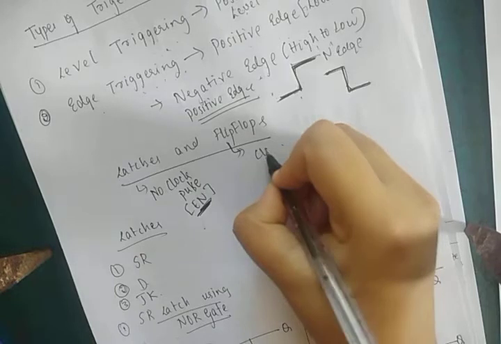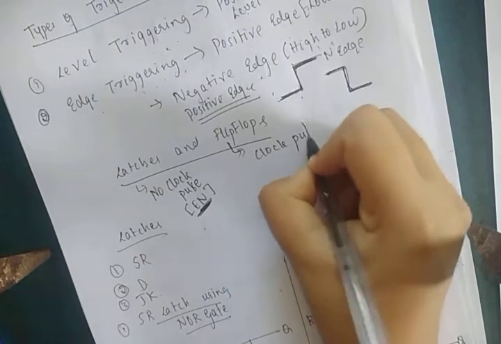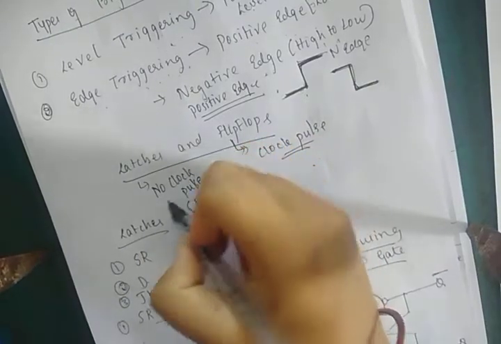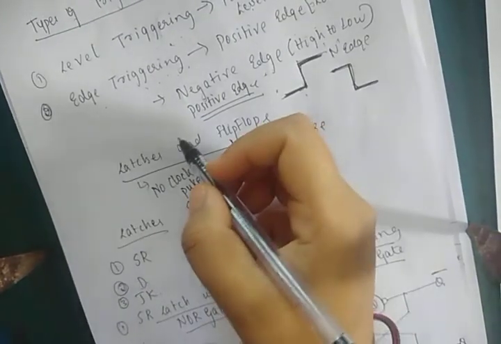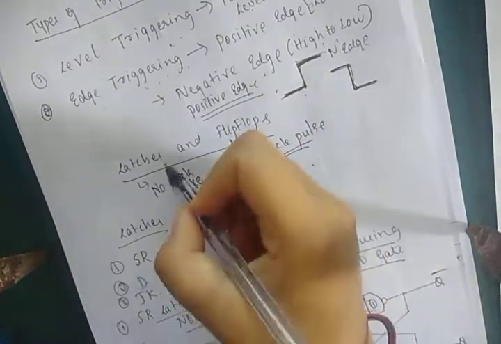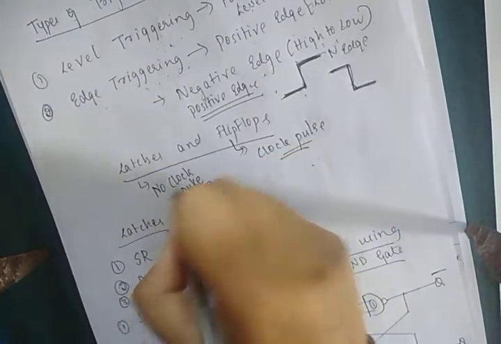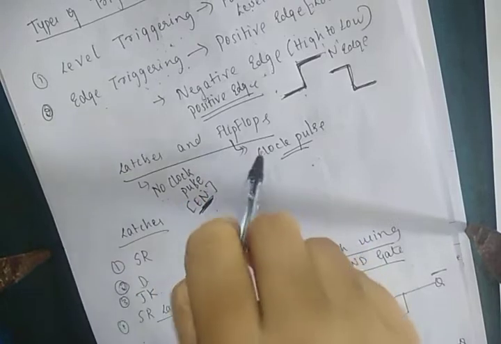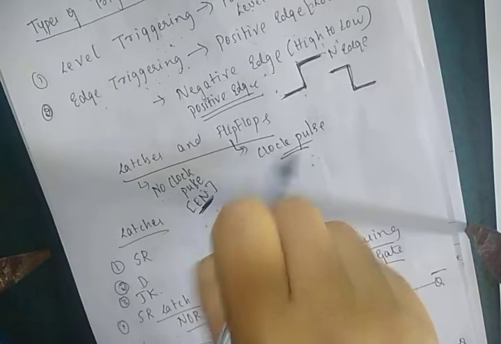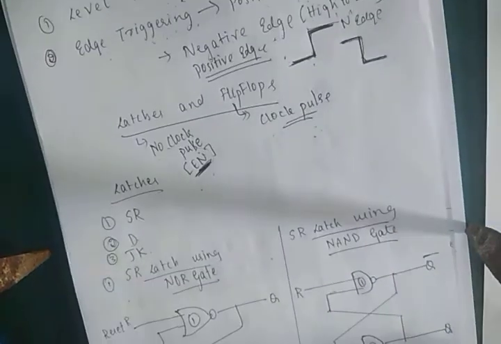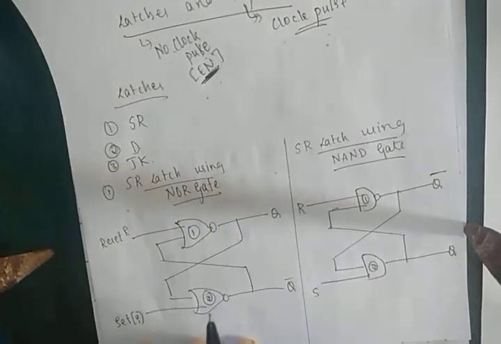Next, flip-flops. We have a clock pulse, so latches means we don't have it. Remember, they may ask the difference between latches and flip-flops. Latches and flip-flops are both one and the same, but the difference is that here we don't have any clock pulse. Here I have a clock pulse. Instead of clock pulse, I have something called enable.